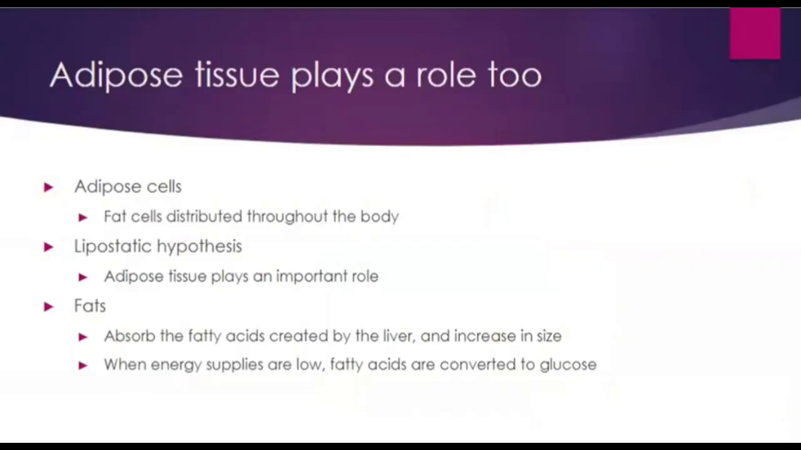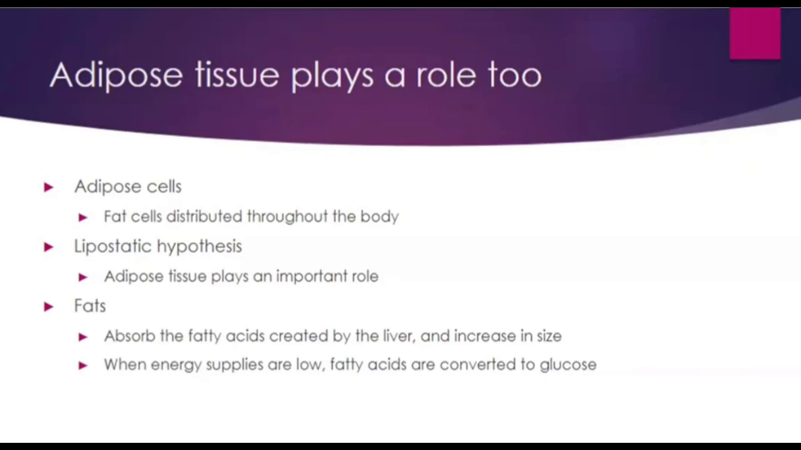And adipose cells are fat cells distributed throughout the body, and that includes a layer around the central nervous system to protect our brain and spinal column. We have something called the lipostatic hypothesis, which has been proposed for a role that adipose tissue plays in the process of feeling hungry or not hungry from the food that we eat.